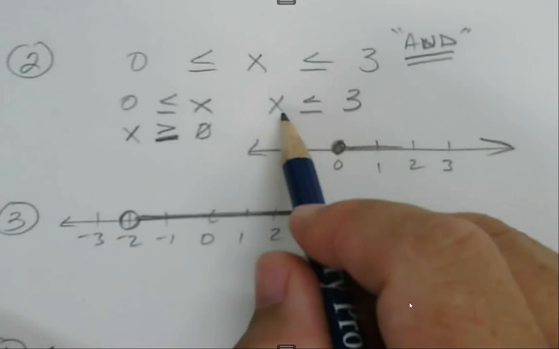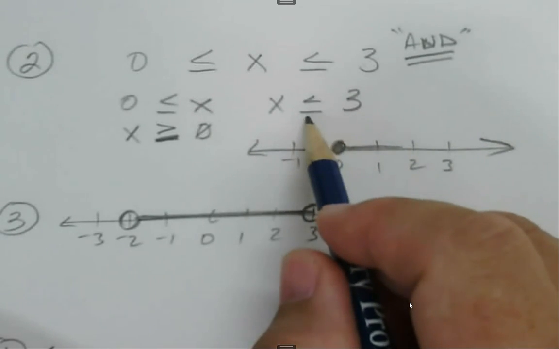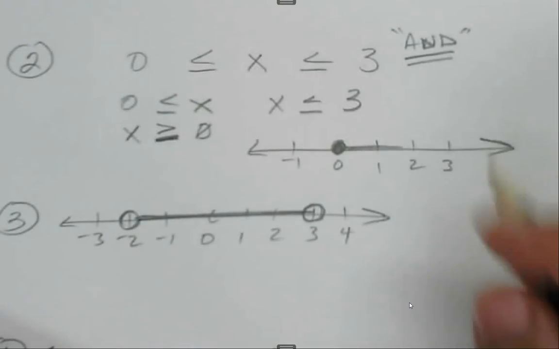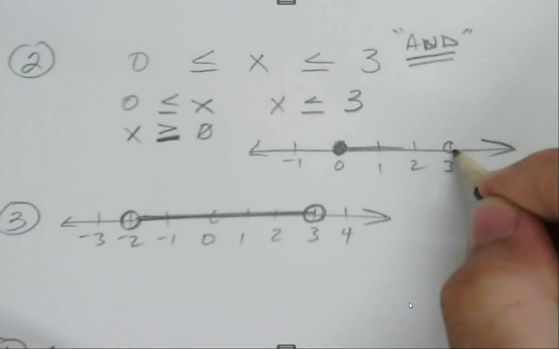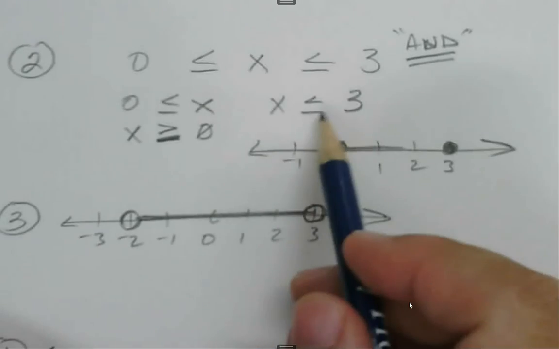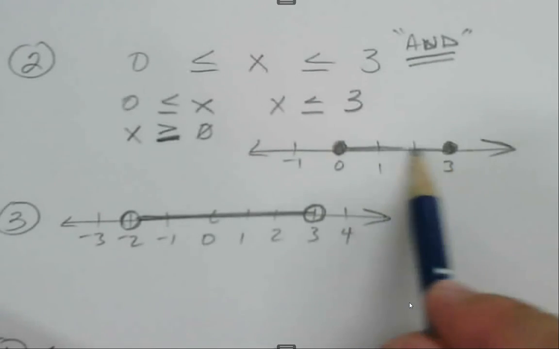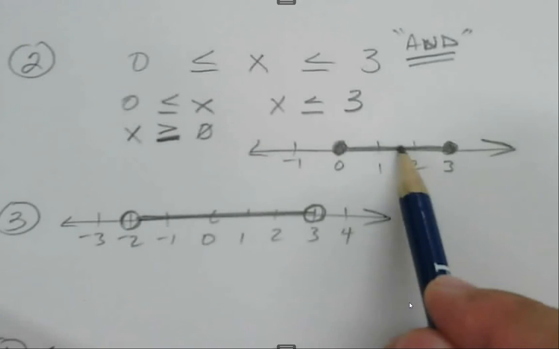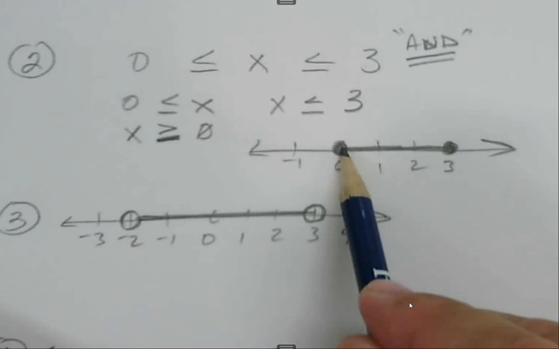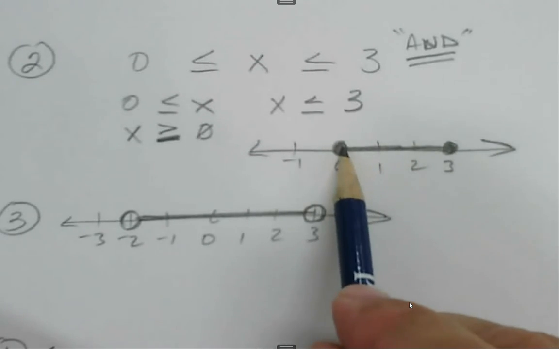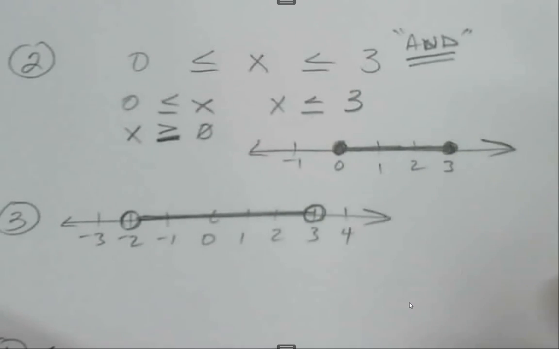So now let's look at this other one. We have x is less than or equal to 3. So again, I'm going to come over here, put a closed point, and I'm supposed to be shading to the left. Well, I can shade to the left, but all of a sudden I'm going to hit the 0 that I started with. And if I shade to the right of 0, I'm going to hit the 3 that I started with.